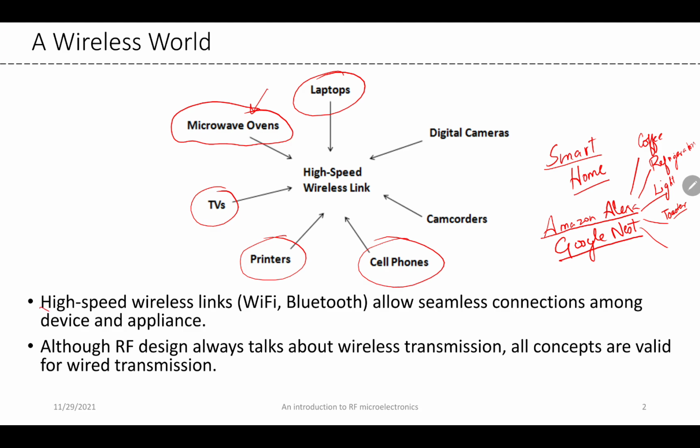So high-speed wireless links allow connections between devices and appliances, and the main concepts would be the same for both wired and wireless applications. It's just that the wireless applications will have use of some antennas and some EM theory, although we won't be going into that. That's in itself a different field of study. But as far as the generation of those signals is concerned, it doesn't matter if the signal is to be supplied to a wire or if that signal is to be supplied to an antenna. So from that perspective, RF microelectronics does not really distinguish between wireless and wired systems. But the frequencies which we'll talk about will definitely be the ones which are commonly used in the wireless domain.